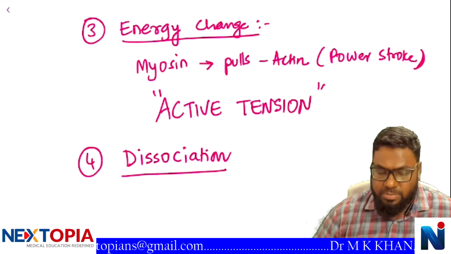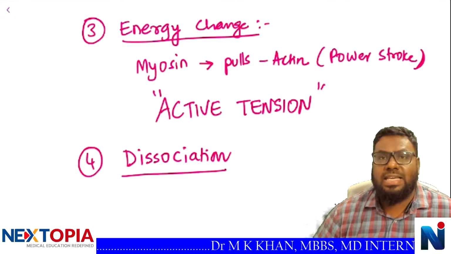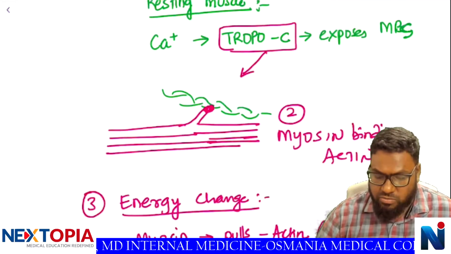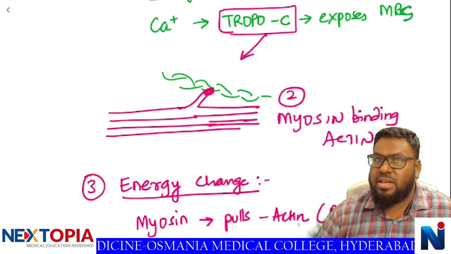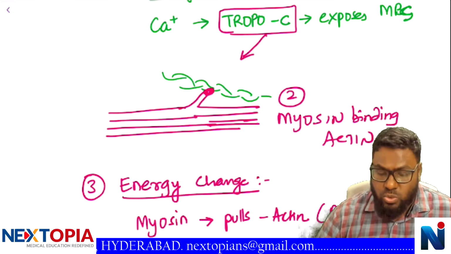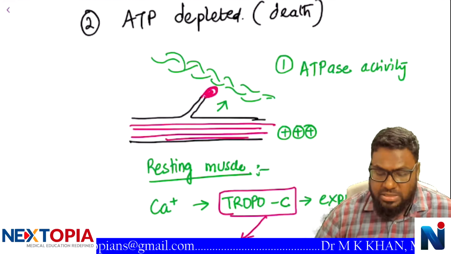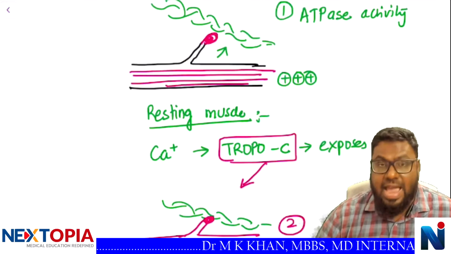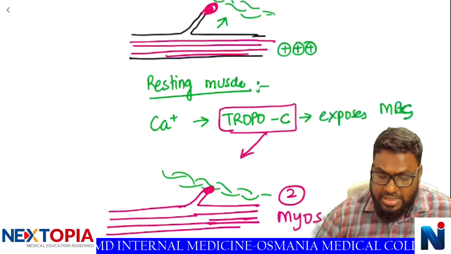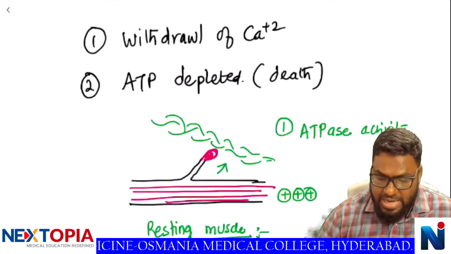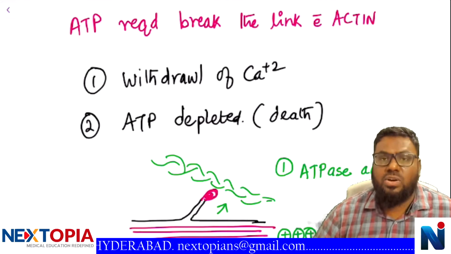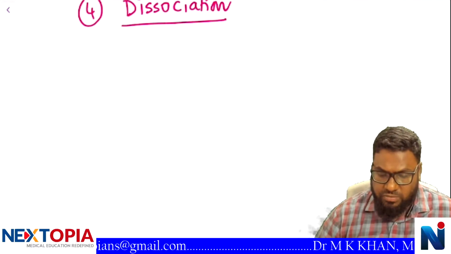Remember, I repeat, ATP is not required to form the cross-linking. Please remember this point. If you see this diagram here of myosin and actin, ATP is not required for cross-bridge linking. But what is ATP doing? ATP is required to break the link with the actin. Break the link, and cross-bridging, that is contraction, continues until either of the two mechanisms, that is either withdrawal of the calcium or depletion of the ATP.